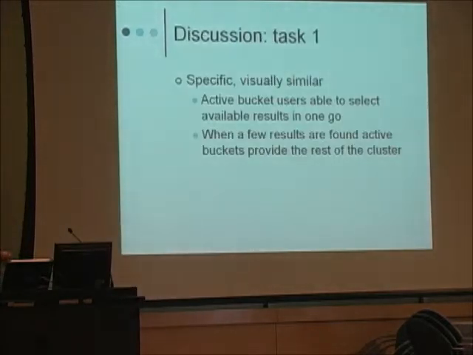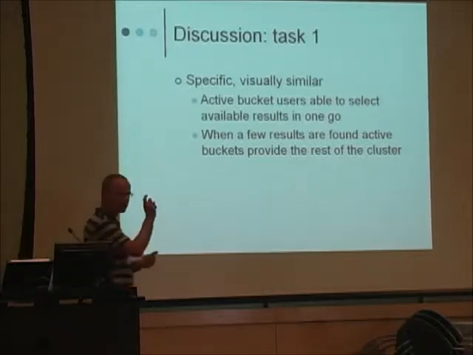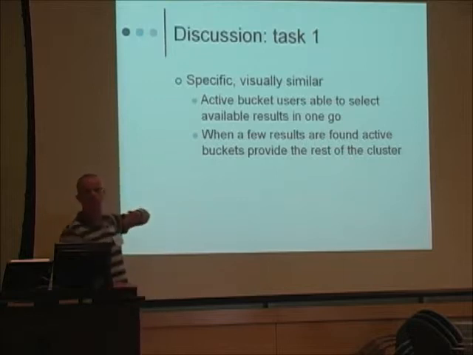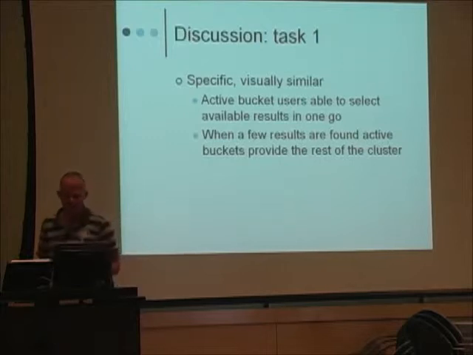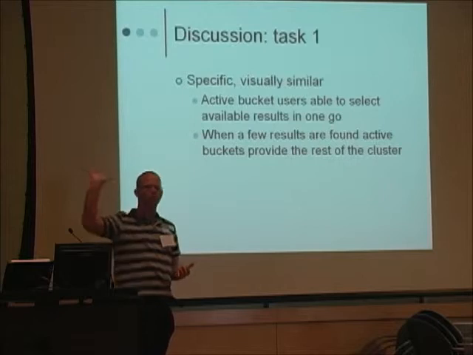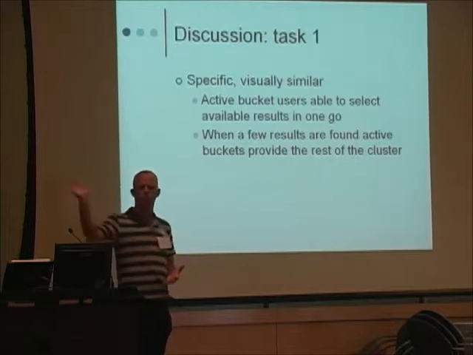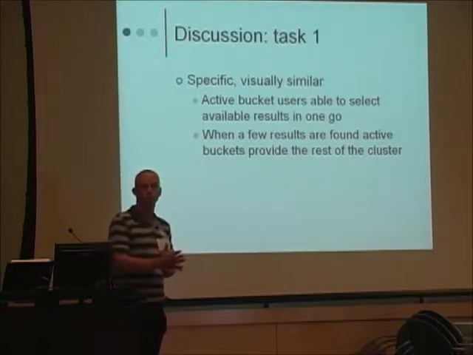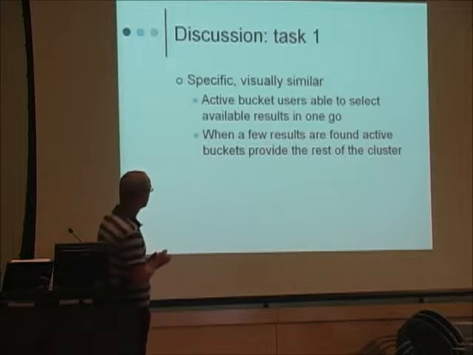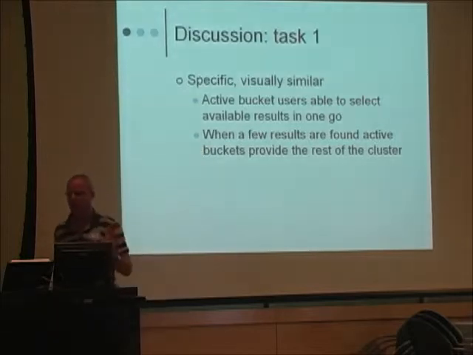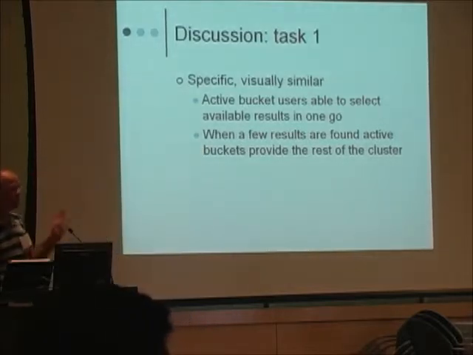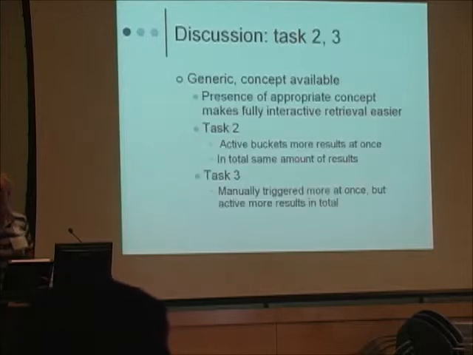deeper analysis, we covered the first task, which was a very specific task: find your coherent, visually similar elements. With the active buckets, the users were able to quickly say, okay, I found it now, then you found one cluster, then you found the next one, then the next one. Very quickly you find the nice results. It was very good. Active buckets are there to help you in finding all the other elements. That was a very good one for active buckets.